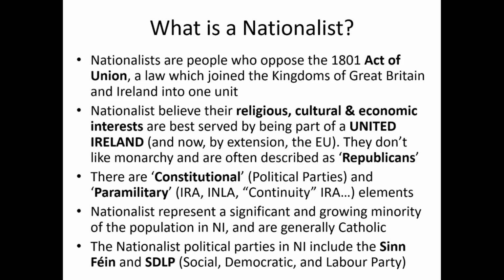And they do not like the monarchy in any description, and they're often known as Republicans because they don't want that monarchical system. And again, just like on the unionist side, there's a constitutional element with the political parties, but also the paramilitary element: the Irish Republican Army, the INLA, and then breakaway groups like the Continuity IRA, the Official IRA, the Real IRA. And again, it can be very tricky to work out who's involved in which specific element as people move in and out, as their views change about constitutionality and about paramilitary activity.